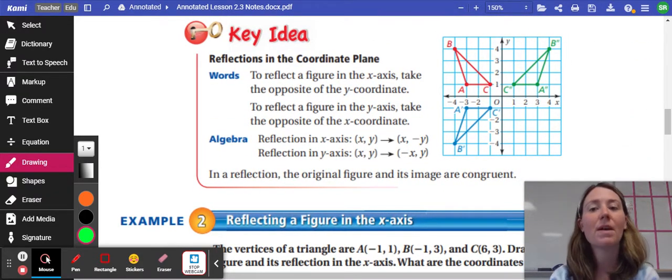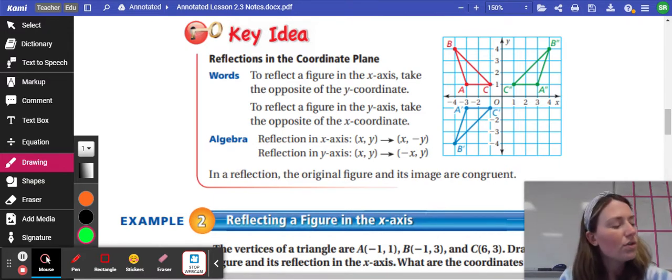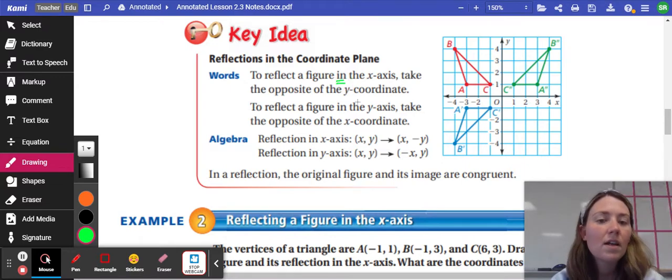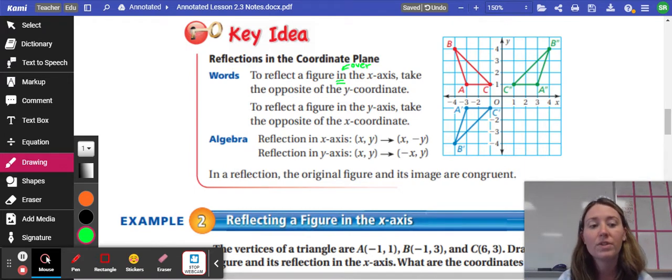Before we jump into the next 2 examples, let's go through this key idea. We're going to talk about reflections in the coordinate plane. So now that we've learned how to identify a reflection, let's talk about how we could actually plot the points for a reflection in the coordinate plane. So to reflect a figure in the x-axis, now it uses this word in. I think most of us might say over. What they're really doing is they're reflecting the figure over the x-axis. It's being flipped over the x-axis, but this is the terminology that you will see used.